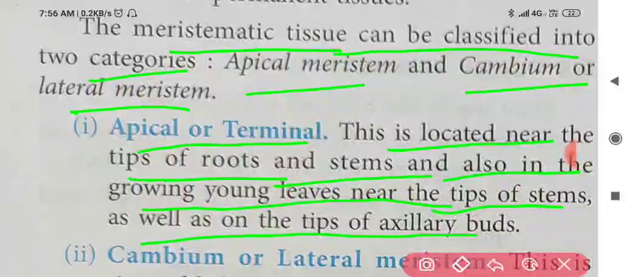Types of meristematic tissue we are discussing. There are two types, apical meristem and lateral meristem. The first one is the apical meristem. This is located near the tip of root and stem and also in the growing young leaves near the tips of stem as well as on the tips of axillary buds.